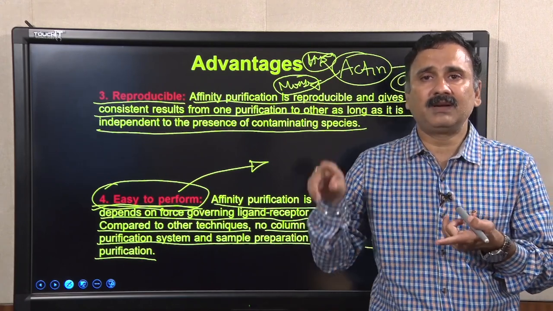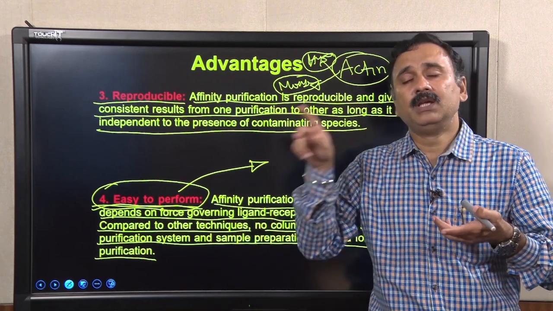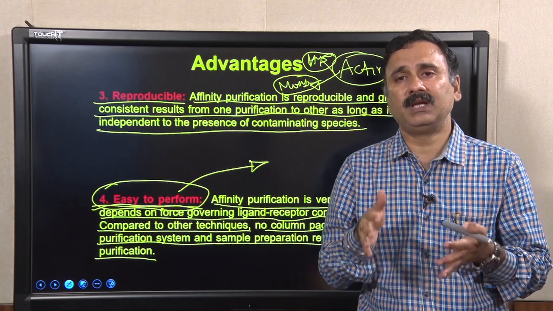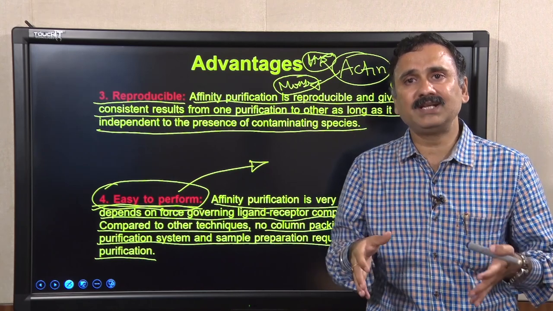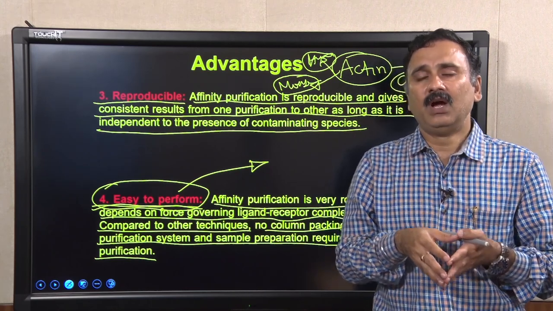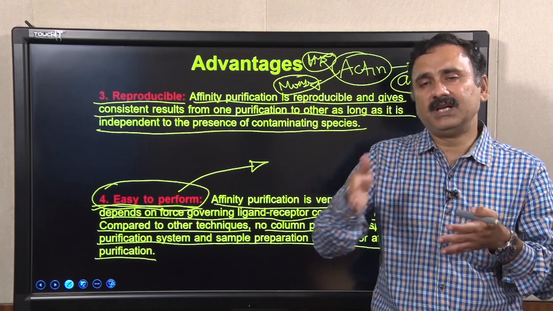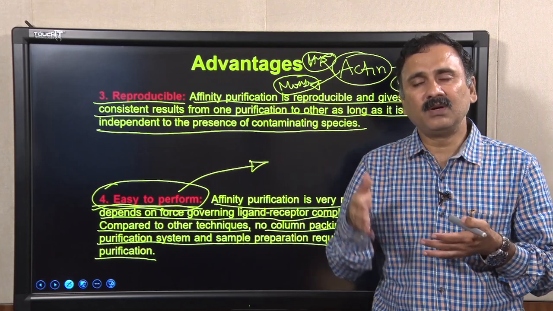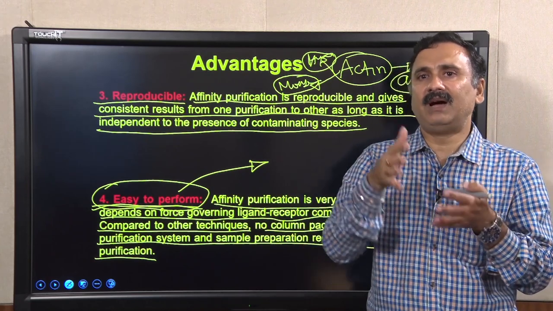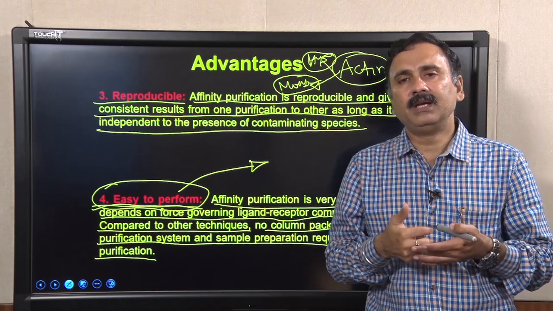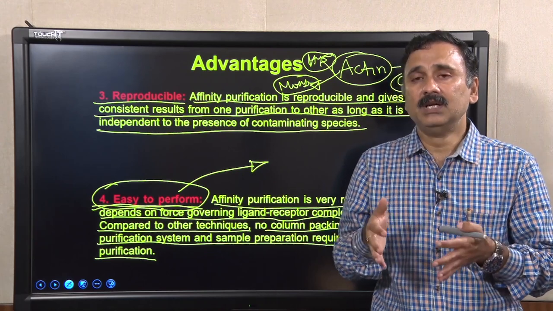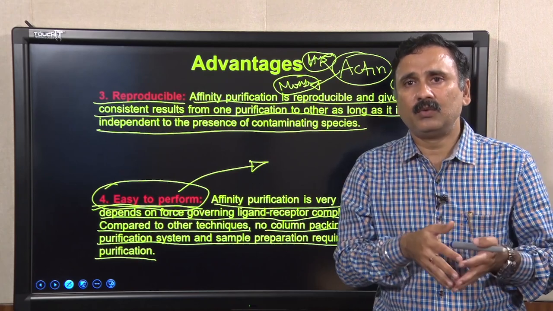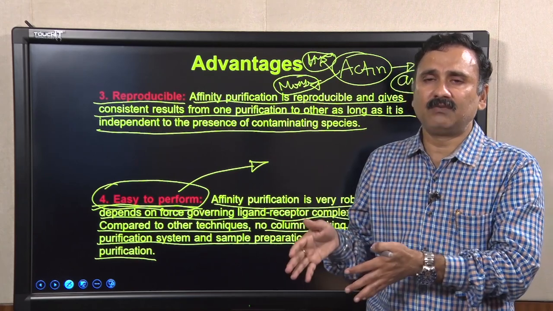Because if you remember, in the case of gel filtration chromatography, you need to know how to pack the column, and only then will you be able to exploit the gel filtration column to fractionate the proteins based on molecular size. If you don't pack the column properly, if you have defects in that column, it is going to affect the overall purification yield as well as the resolution of the column.